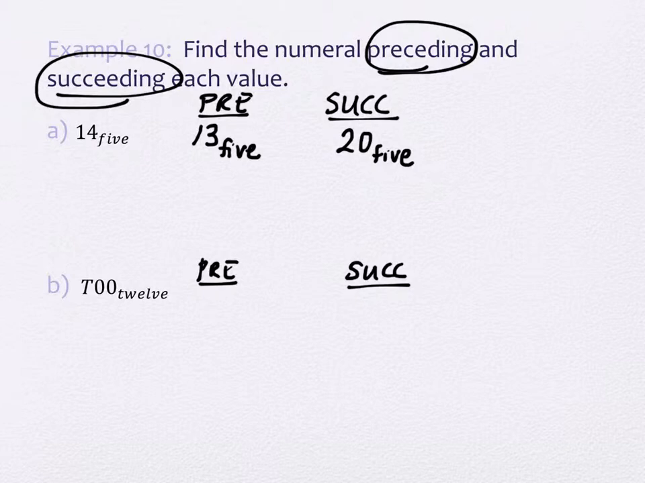100 for a moment. What's the number that comes after 100? 101. All you have to do is to change the last digit one higher, right? When you're looking at numbers that come before or after digits, it always affects the ones place. That's where you look first. So the succeeding number would be T01, base 12. This is the number that would come after T00, T01.